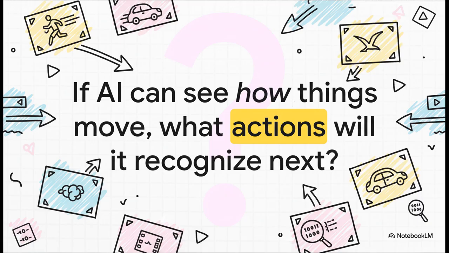By rethinking the very data we feed our AI systems, we're unlocking incredible new possibilities for how machines will perceive, interact with, and ultimately understand our world. The question isn't just what comes next, but what actions will AI be able to recognize that were once completely invisible to it?